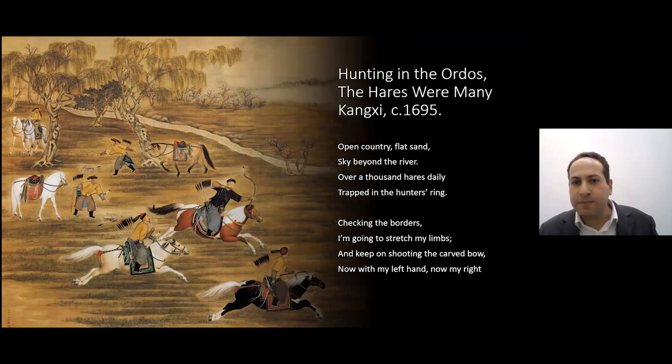And here's the Kangxi emperor, who wrote a poem on hunting in the Ordos, in the north, and the hares were many. "So open country, flat sand, sky beyond the river, over 1,000 hares daily trapped in the hunter's ring, checking the borders. I'm going to stretch my limbs and keep on shooting the carved bow, now with my left hand, now with my right." Here the symbolism is quite obvious. He's hunting, he's protecting his Manchu traditions, but he's also saying, I'm expanding the borders, I'm protecting the borders. Anyone that dares come against me, you're going to be like a hare trapped in a ring.